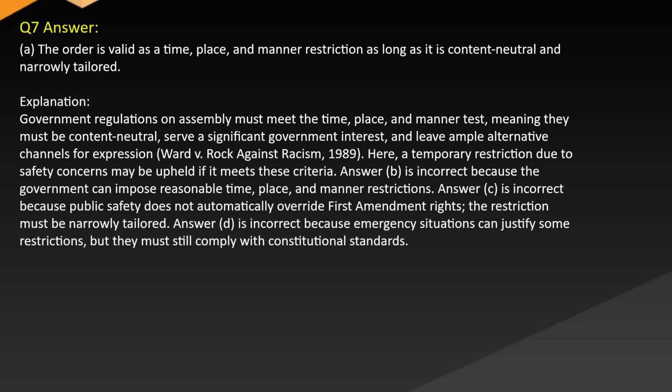Answer B is incorrect because the government can impose reasonable time, place, and manner restrictions. Answer C is incorrect because public safety does not automatically override First Amendment rights. The restriction must be narrowly tailored. Answer D is incorrect because emergency situations can justify some restrictions, but they must still comply with constitutional standards.